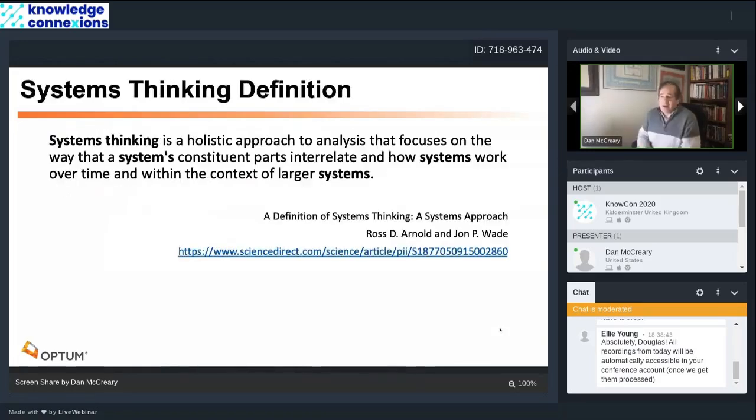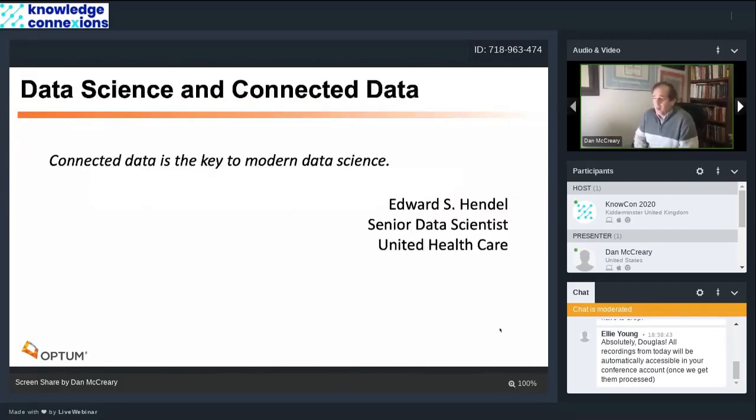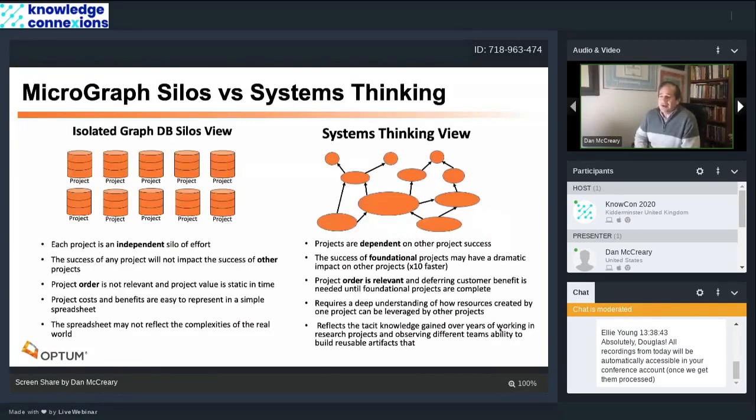Just to remember that when we think about graphs, systems thinking is really an important part of that process. We want to make sure that we understand that graphs help you think about different ways of solving problems and interconnecting these parts. We feel that connected data is the key to modern data science, and our data scientists all agree to that. We want you to start thinking of your projects not as silos, but as interconnected graphs.